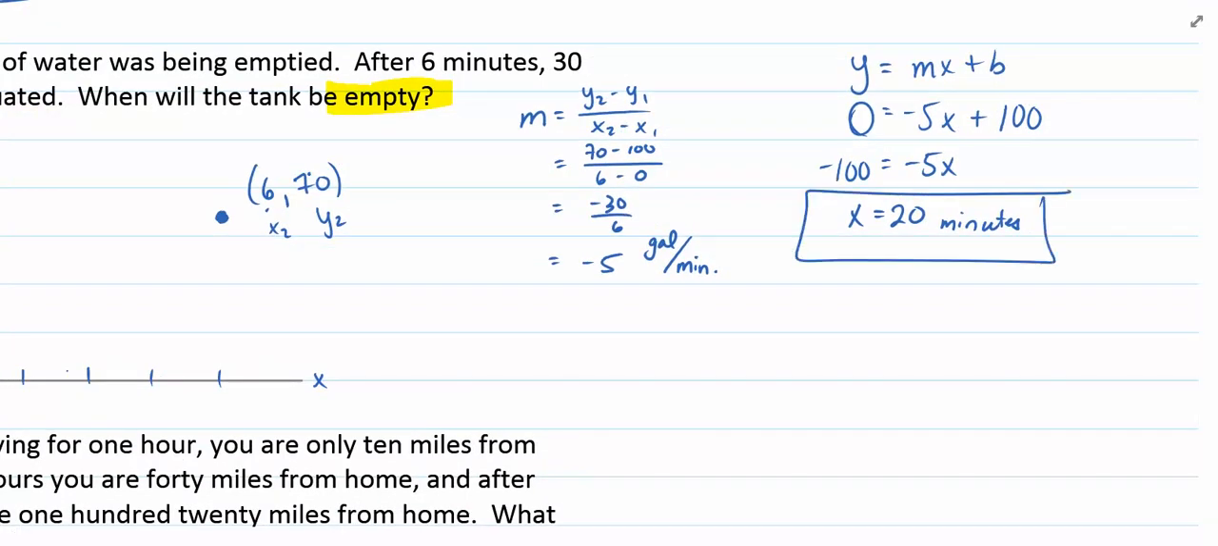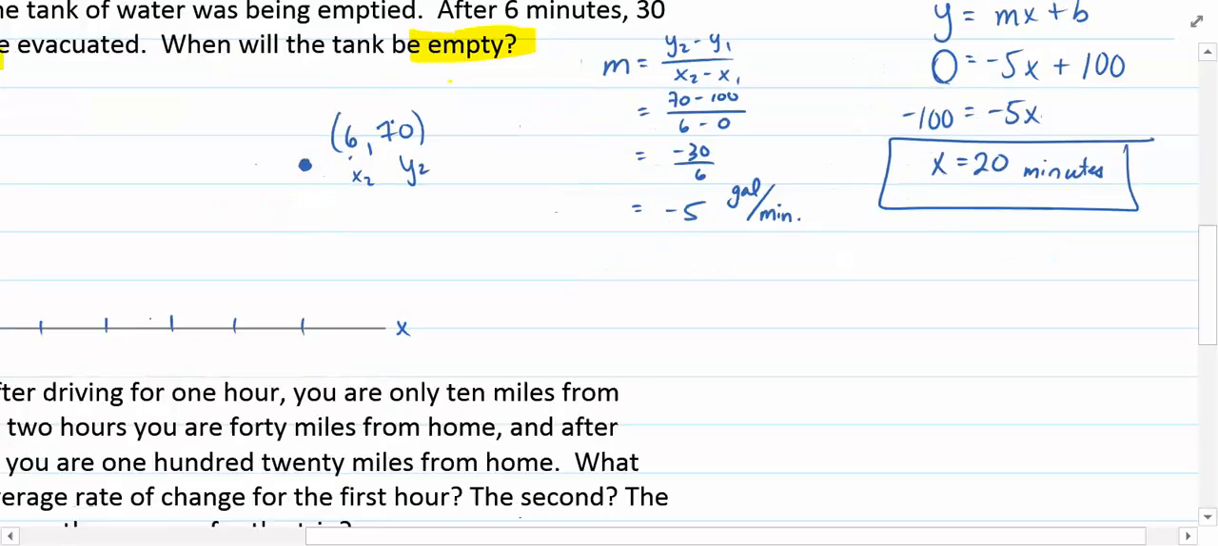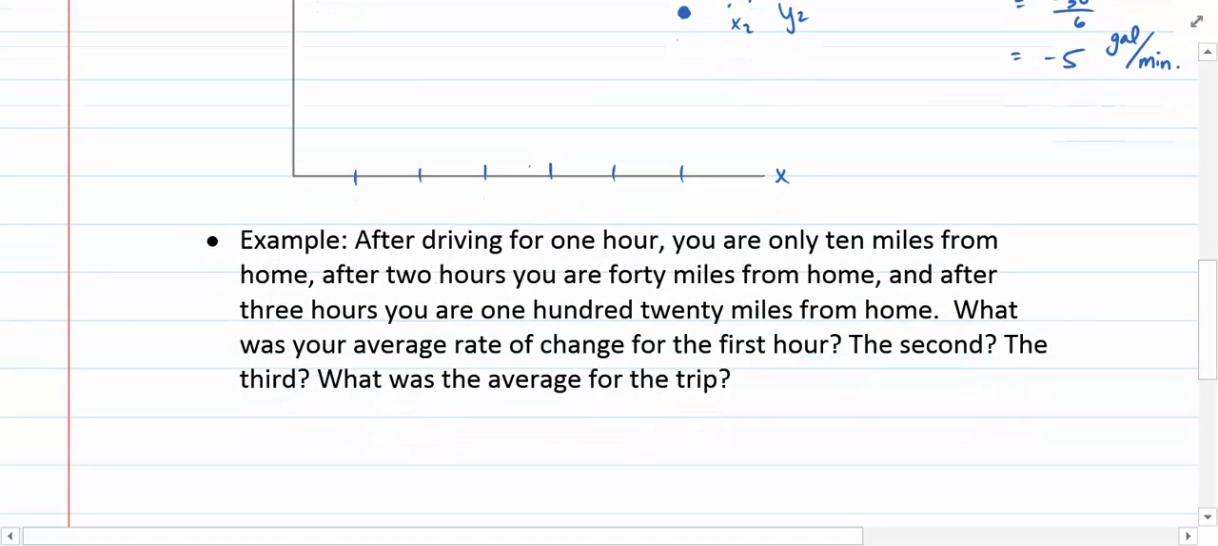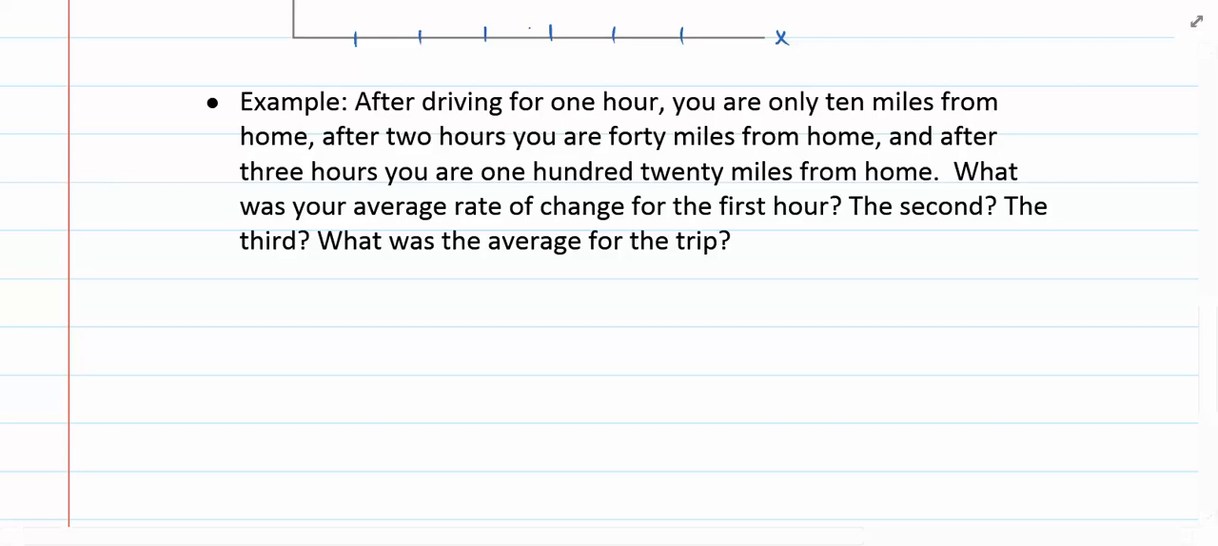Whereas it took 25 minutes to fill the tank half full from 50 gallons to 100 gallons, it only takes 20 minutes to empty the entire thing. Let's take a look at another example.